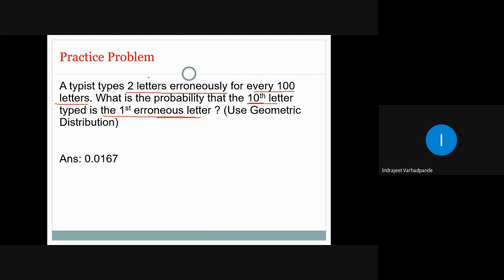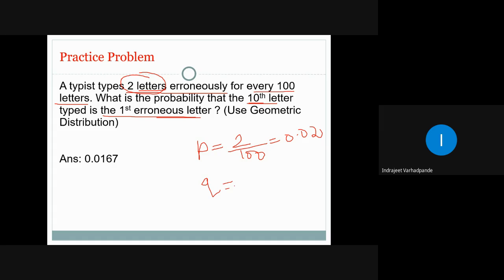On an average, how many letters are typed erroneously by the typist? 2 letters for every 100 letters, right? So what is the probability of error? The probability of error is 2 upon 100, because though it sounds negative, it is our success for the typing. So the calculation is to be done for the error typing, right? So 2 upon 100 means 0.02 is the probability of typing in error.